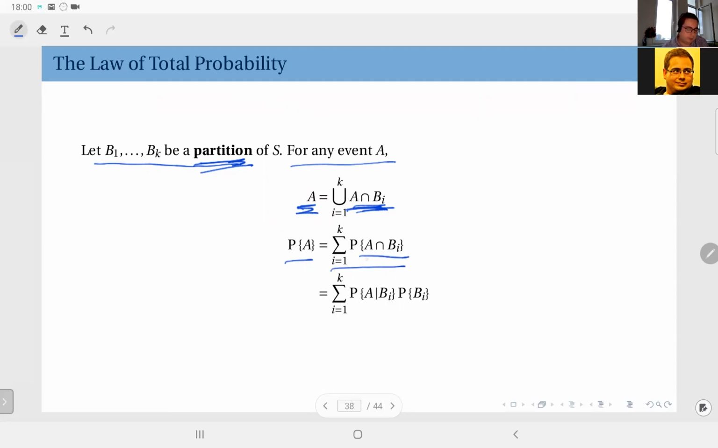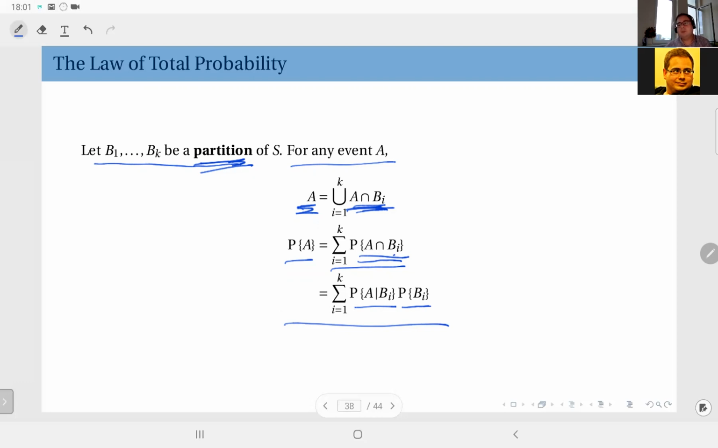And this probability of an intersection can be written as a conditional probability times the probability of the condition, right? So for A intersection B sub i, the probability of this event can be written as probability of A given B sub i times probability of B sub i. So this is the statement of the law of total probability.